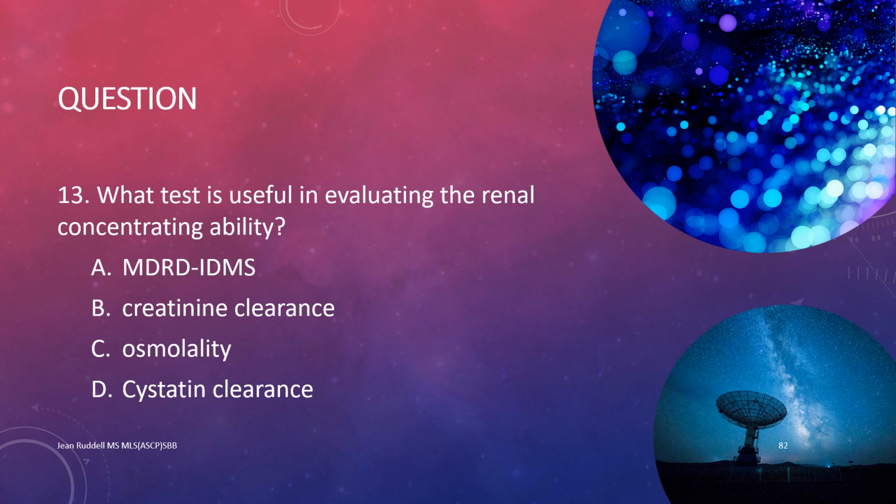Question 13. What test is useful in evaluating renal concentrating ability? A. MDRD-IDMS, B. Creatinine clearance, C. Osmolality, or D. Cystatin clearance. And the answer is C. Osmolality.